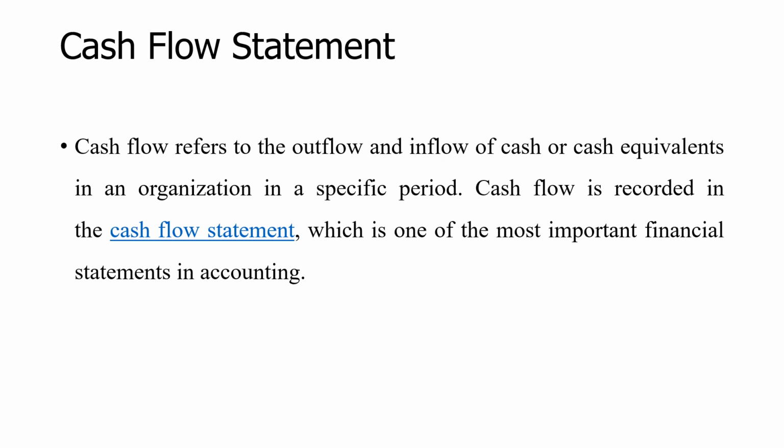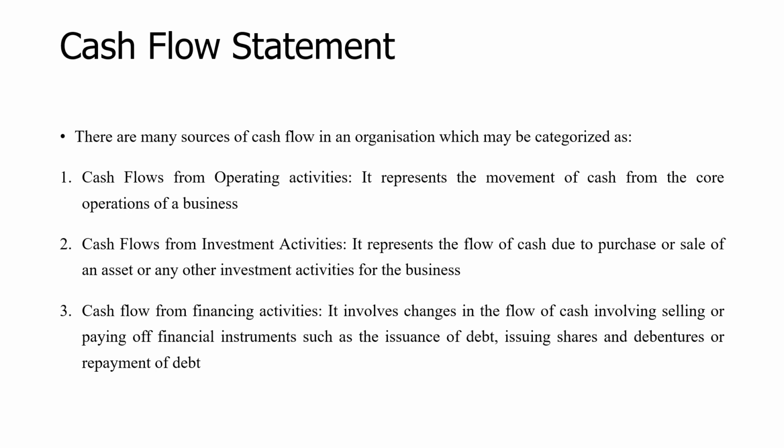organization during a particular period. Okay, which is recorded in the cash flow statement, which is one of the most important financial statements in accounting. And there are many sources of cash flow, that is cash flow from operating activities, investment activities and financing activities. Operating activities means the movement of cash from the core operation of a business. And investment means we may invest in something, so those activities come under this category.